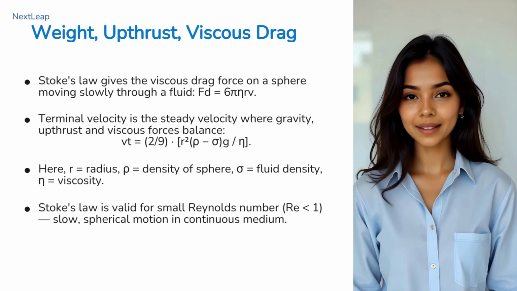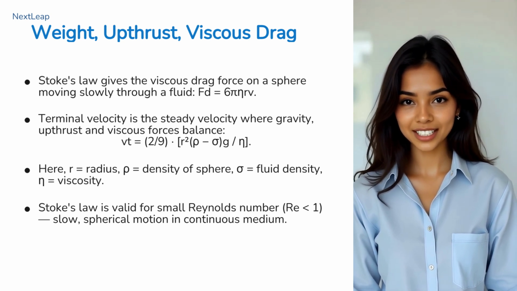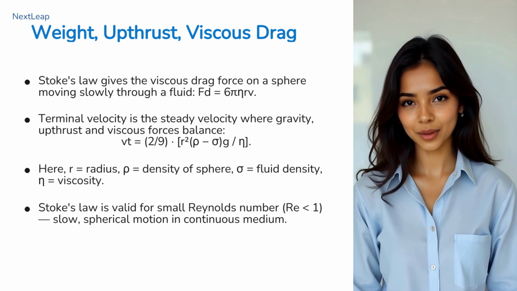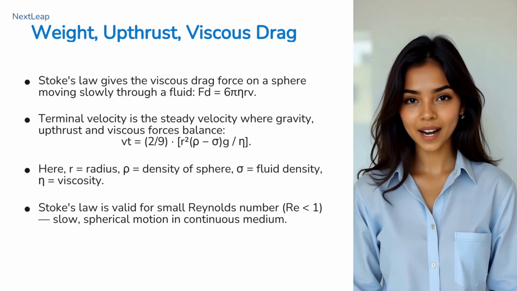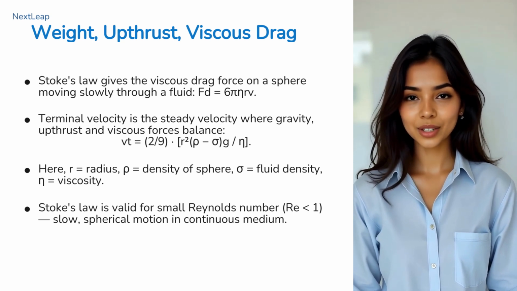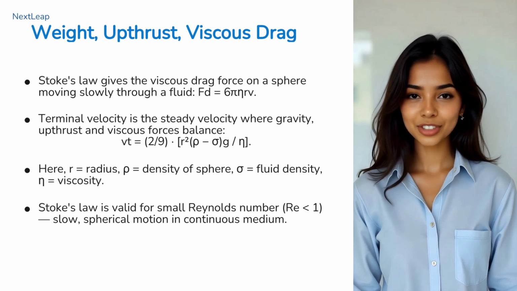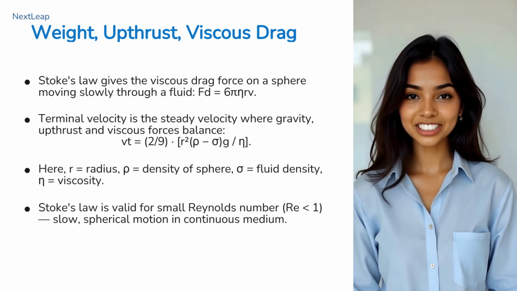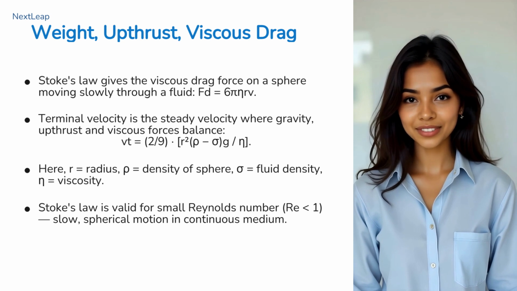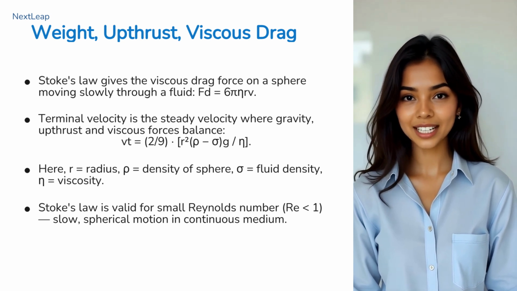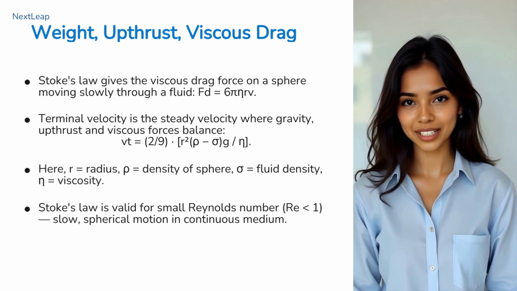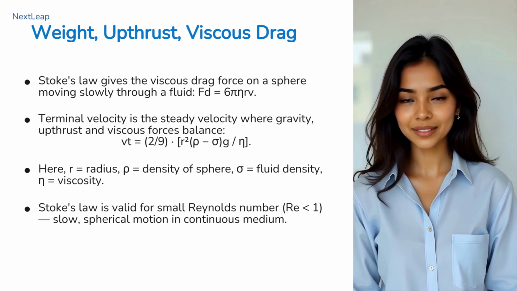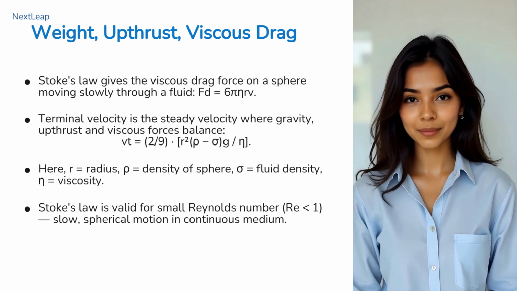To be clear, Vt equals 2 divided by 9 times r squared times open bracket rho minus sigma close bracket times g divided by eta. Here, r is the sphere's radius, rho is its density, sigma is the fluid density, and eta is the viscosity. Remember, Stokes' law applies only when things are nice and slow, meaning the Reynolds number is less than 1. So for small spheres moving gently in continuous fluids, this law gives us a great way to predict motion.